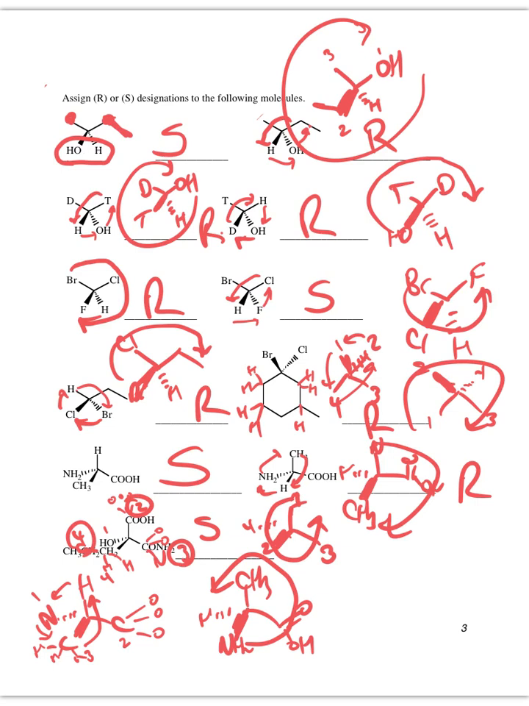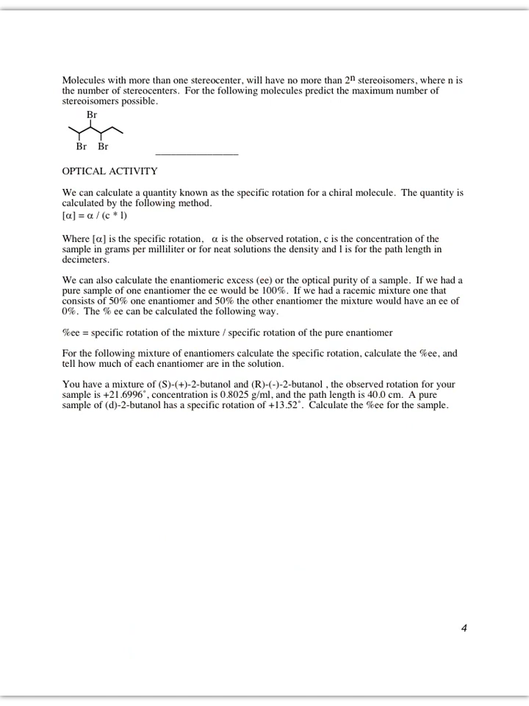Okay? So try those. If you have models, make a model of each one and try it out and see what you get. Now, the next one, 2 to the N stereoisomers, where N is the number of stereocenters. So this one has 1, 2, 3. So obviously 2 raised to the 3rd power for the number of possible stereoisomers. Okay, and there's enough of that.